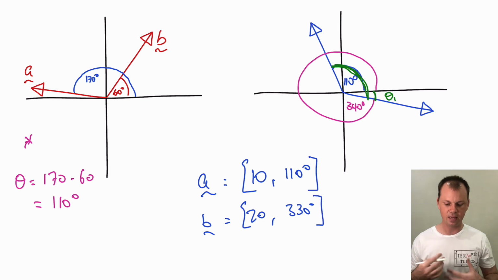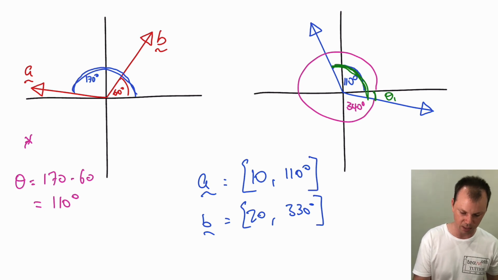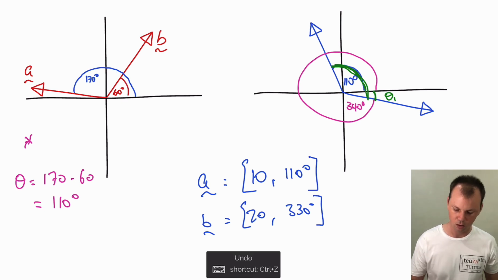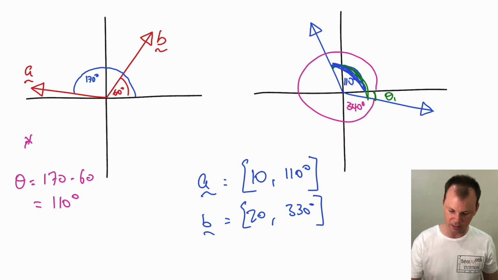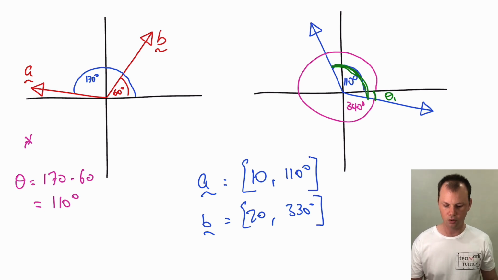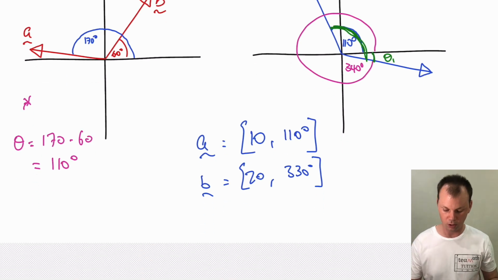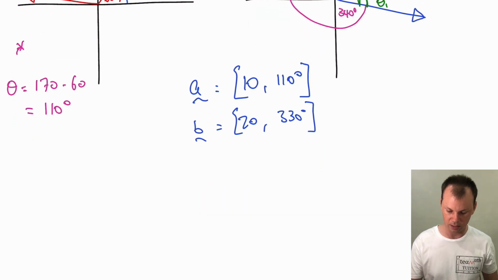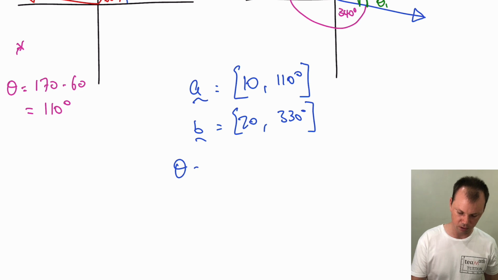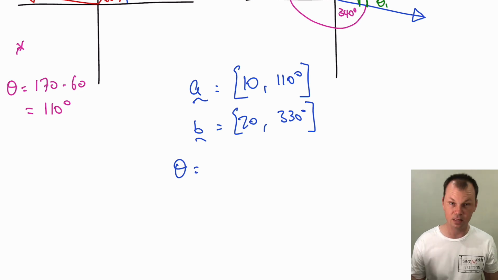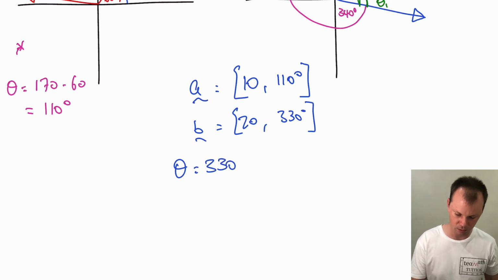Now in this case, it's a little bit more tricky to see, are we doing the subtraction method that we did over here? Or are we doing the addition method that we did in the right-hand diagram? So if you're not sure what to do, you can do either, it doesn't matter. So if I was to calculate my theta in this case, let's do the subtraction method. We do 330 minus 110, gives us 220 degrees.